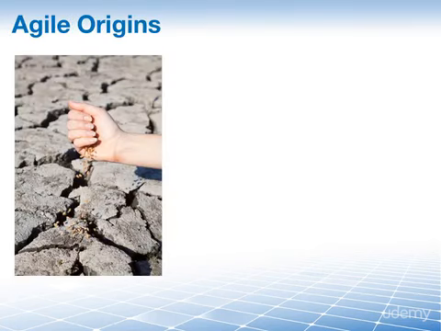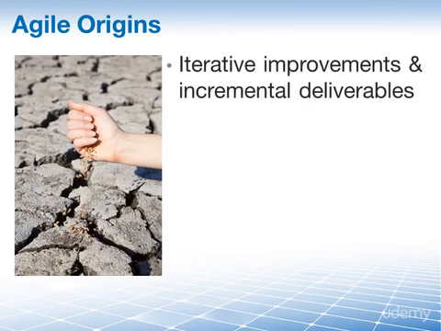Let's do it. Agile is a form of project management and product development based on a process of incremental product deliverables and iterative project improvements. Agile approaches have become increasingly popular for organizations that need to deal with rapidly changing customer and market requirements.